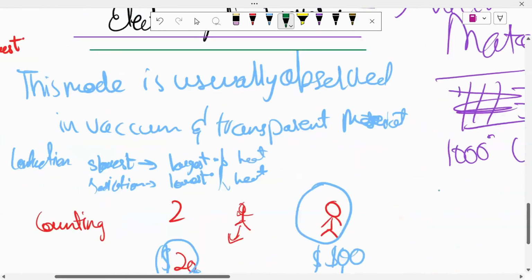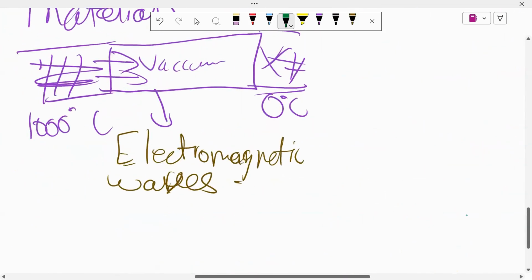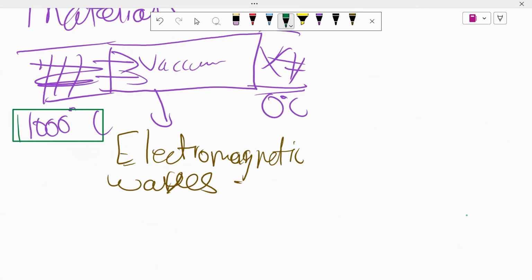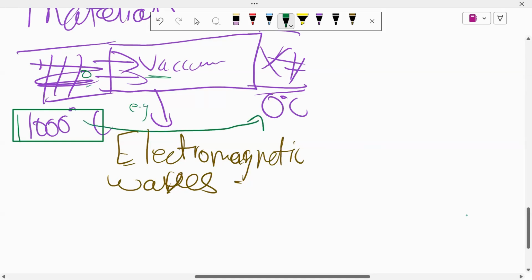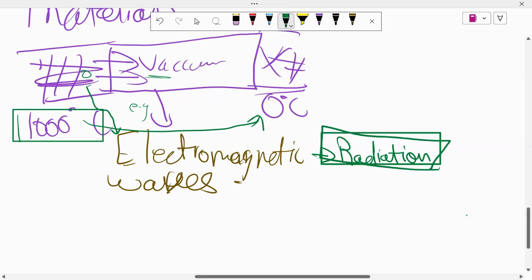Now how does it happen? For example, this place has 1,000 degrees. In between there is a vacuum, and the opposite side of this example is at 0 degrees Celsius. Now, how will this 1,000 degree heat transfer to the 0 degree side? It will be done by electromagnetic waves, which is radiation.